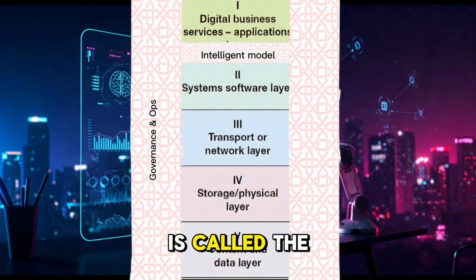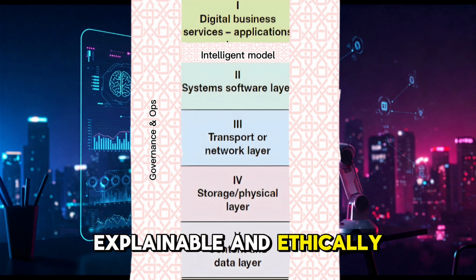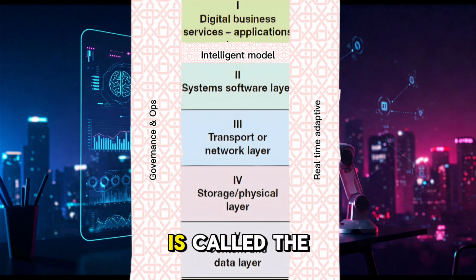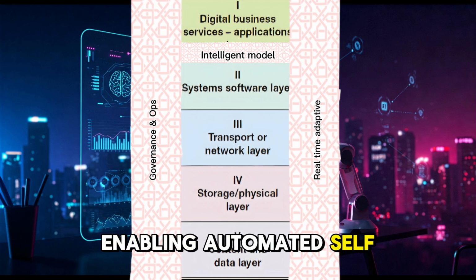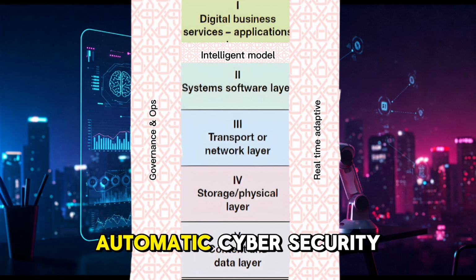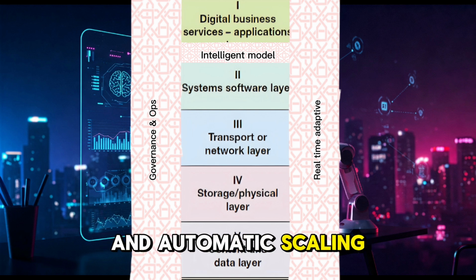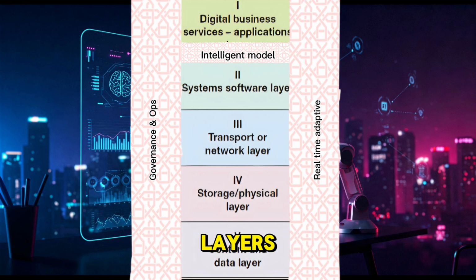The first one is called the governance and ops layer, inspired by AI model ops, ensuring all AI models on each layer are governed, explainable, and ethically deployed. The final layer is called the real-time adaptive layer, inspired by AIOps, enabling automated self-learning, which ensures self-healing, automatic cybersecurity detection, and automated scaling for all infrastructure layers.